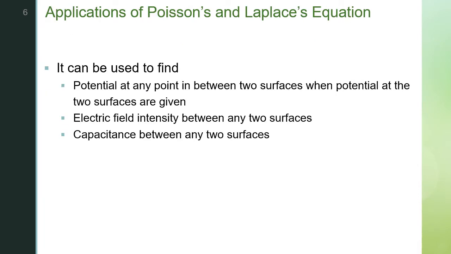Now, what is the use of this Laplace and Poisson's equation? It is mainly used to find the potential at any point which is between two surfaces, where you will be given the potential on the surfaces. That is, using the equation del square V equal to 0, we can solve that equation to find V. Also, if you have the value of V, we can use it to find the electric field intensity. Also, it can be extended to find the capacitance between any two surfaces.